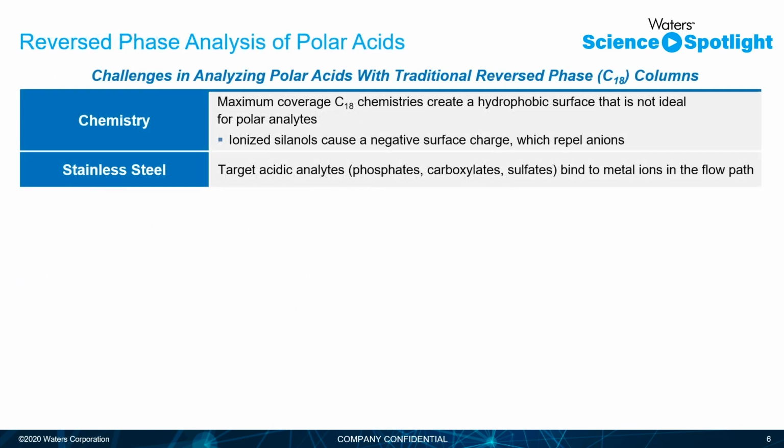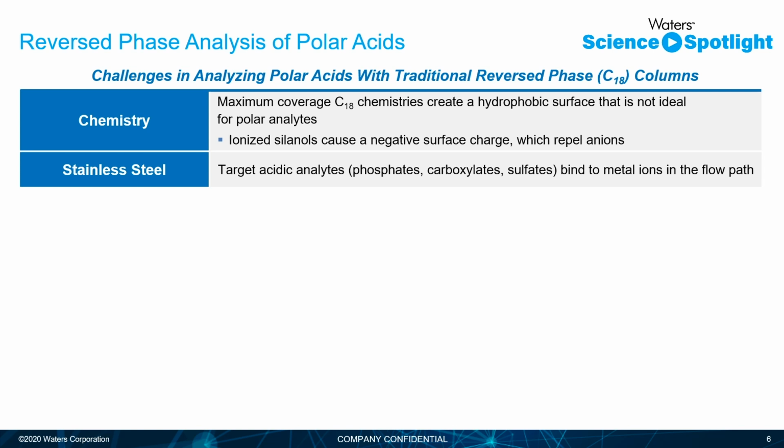One of the places where we see mixed mode columns come into play is specifically for the retention of polar acids under reverse phase conditions. Typically, retaining polar acids under classic reverse phase can be quite challenging to do with a traditional C18 column. And that's due primarily to the chemistry. Maximum coverage C18 chemistries will create a hydrophobic surface that's not ideal for retaining polar analytes.